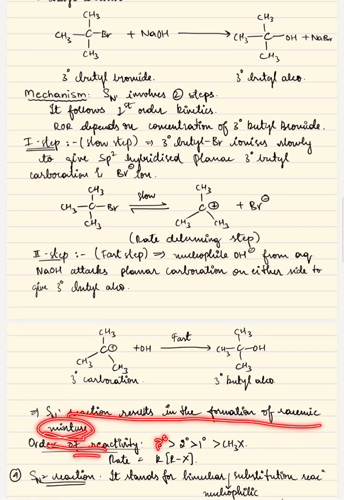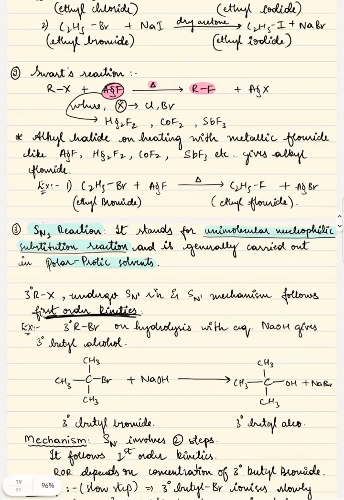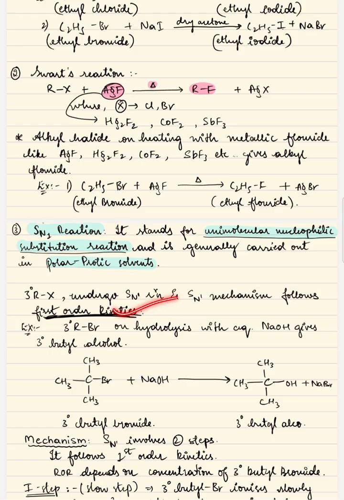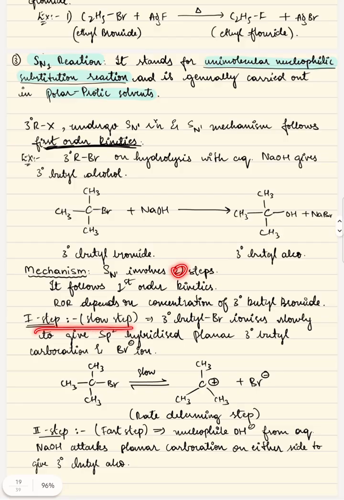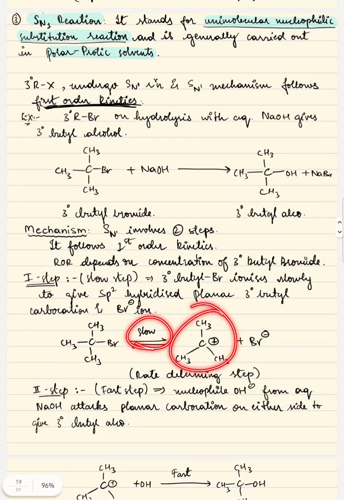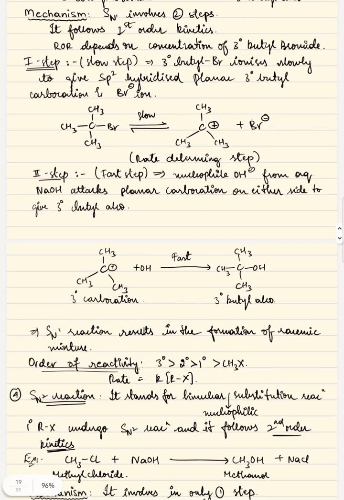The order of reactivity is tertiary more than secondary more than primary alkyl iodide, and the rate is k into [RX]. This is important, guys. Remember, it is a nucleophilic substitution reaction with first order kinetics. With aqueous NaOH there will be two steps. The first step is the slow step, ionizing to form the tertiary butyl carbocation. The next is the fast step: a nucleophile OH minus attacks on both sides, and you will get tertiary butyl alcohol.